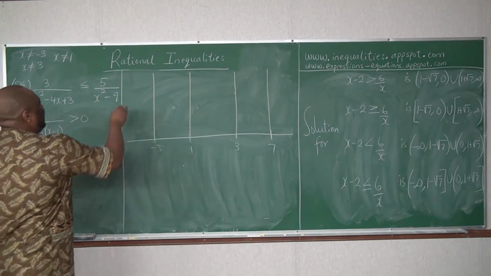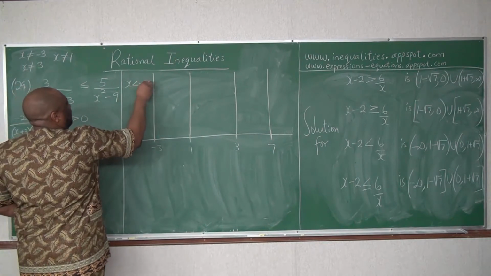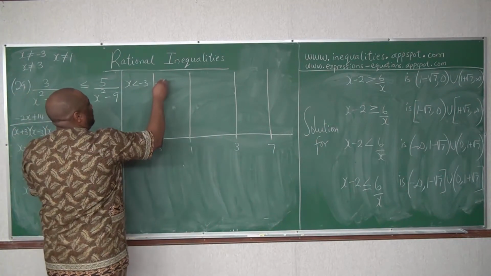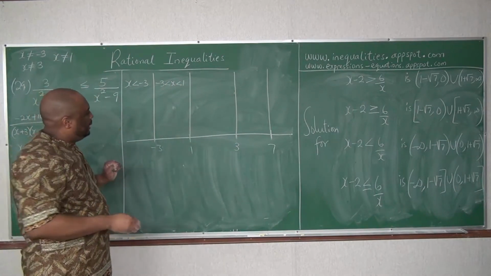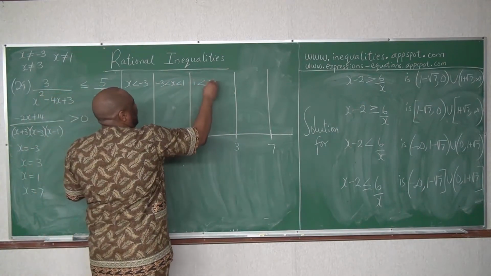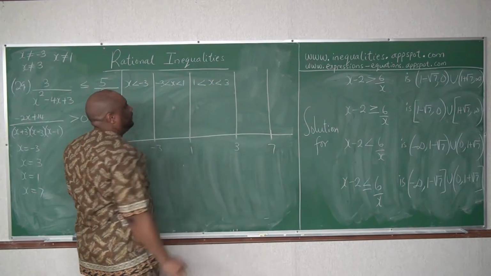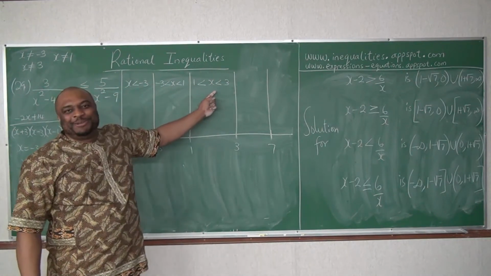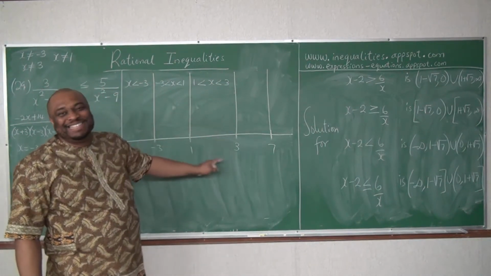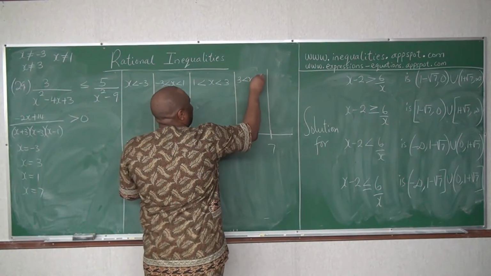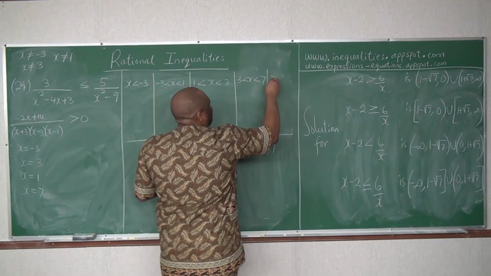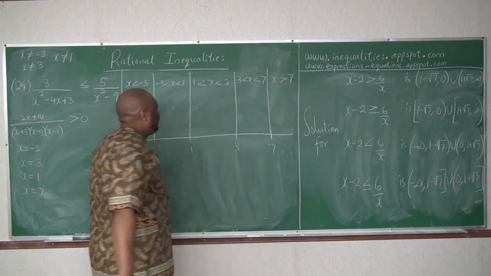So here, this will be x less than negative 3. This will be minus 3 less than x less than 1. This is 1 less than x less than 3. Easy thing to check here is 2. This is 3 less than x less than 7. And this is x greater than 7.